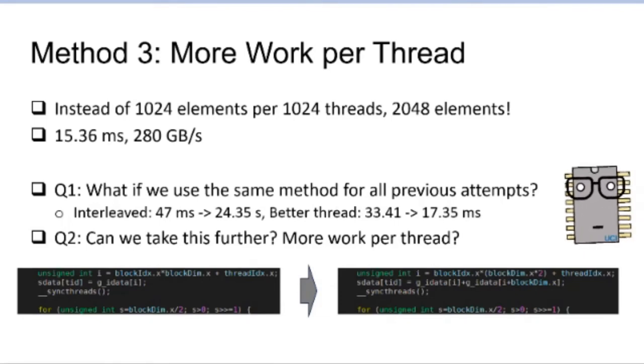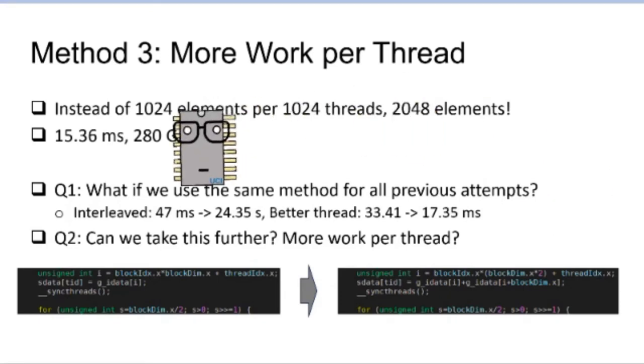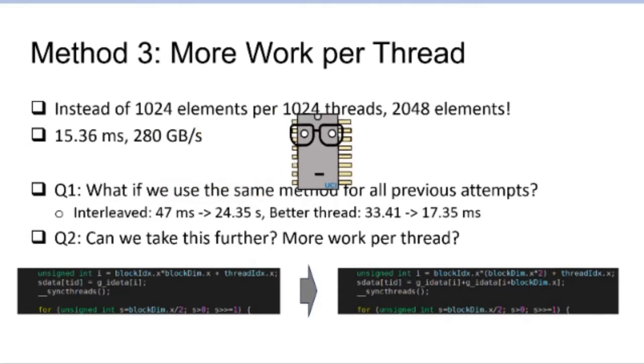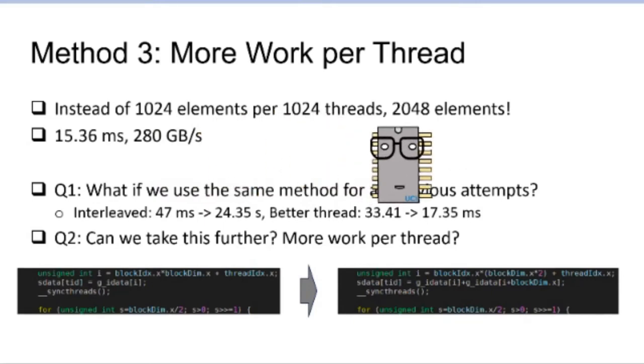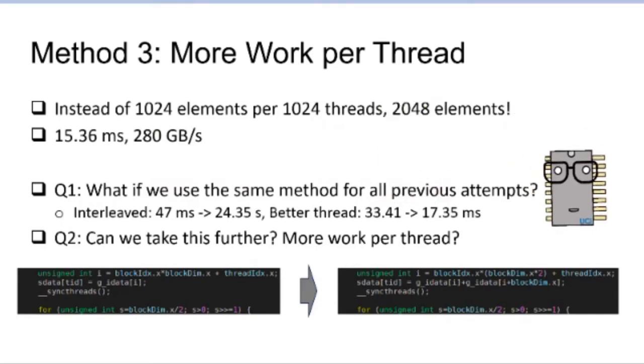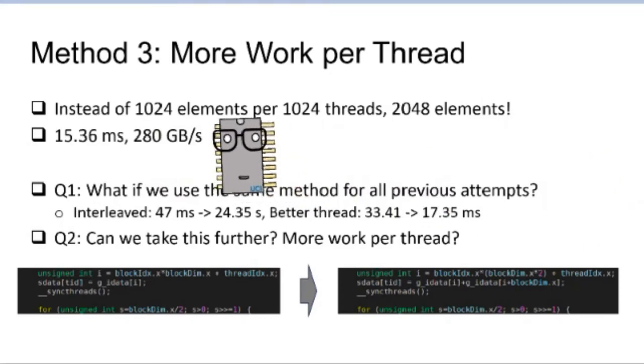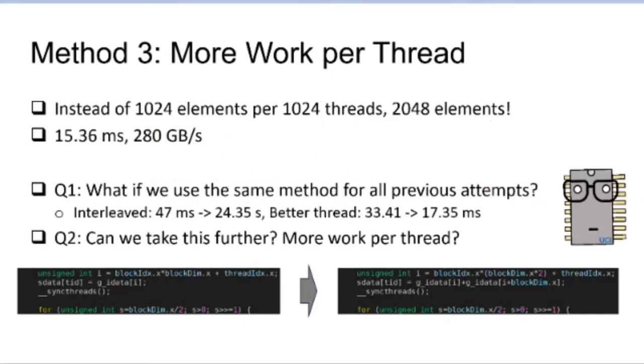But the first question would be, what if we use the same method, assigning work to all the threads so that all of them do at least one reduction operation, in all the previous attempts? If you apply the same method to the very first method, the interleave method, performance increases to about half again. With a better thread allocation, performance is improved to about half again. So we're really still bottlenecked by computation at this point. Obviously we're not reaching 600 gigabytes per second, but surprisingly, considering the number of threads that are actually doing work, we're still bottlenecked by computation.